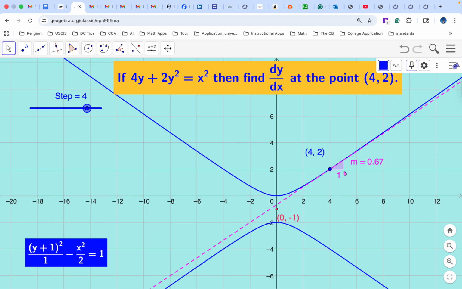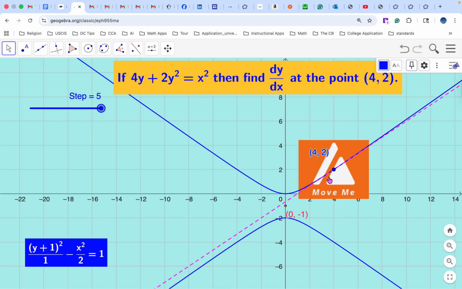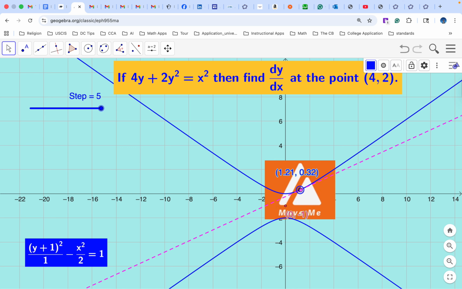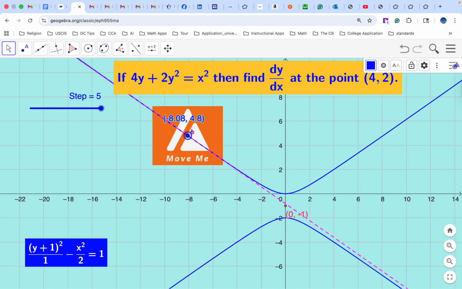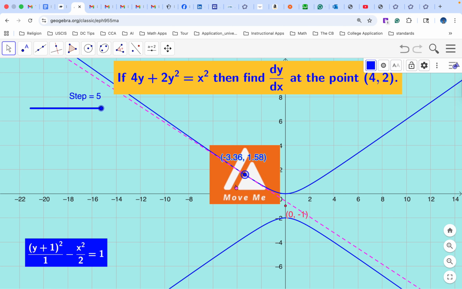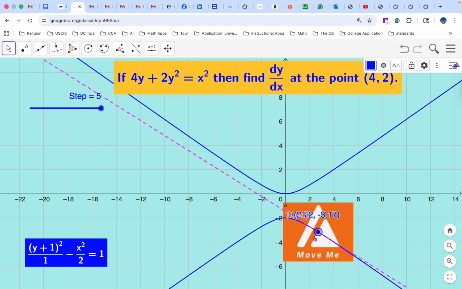So GeoGebra features this slope. We can just get the decimal value 0.67, which is 2 over 3. And lastly, watch how the tangent line swings as the point moves along the curve. Okay? That visual should lock it in. Implicit differentiation isn't just symbol pushing. It's geometry in disguise.